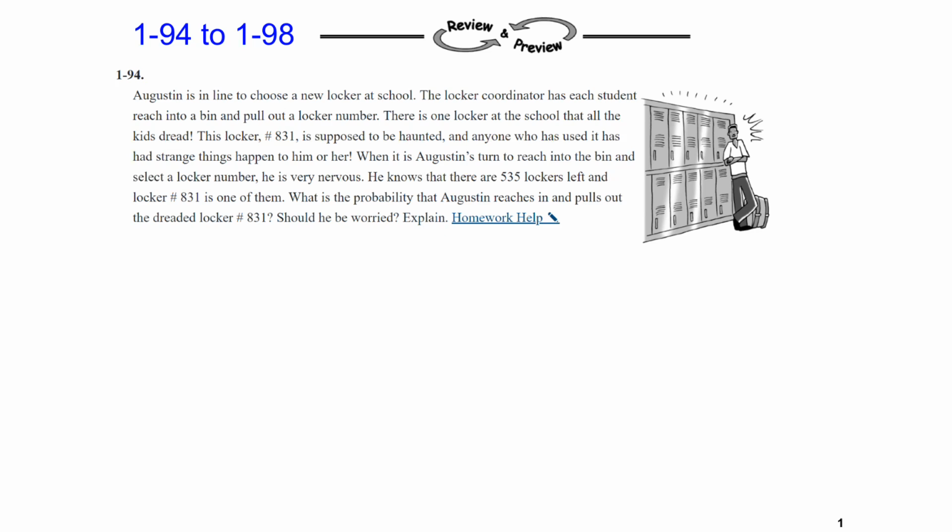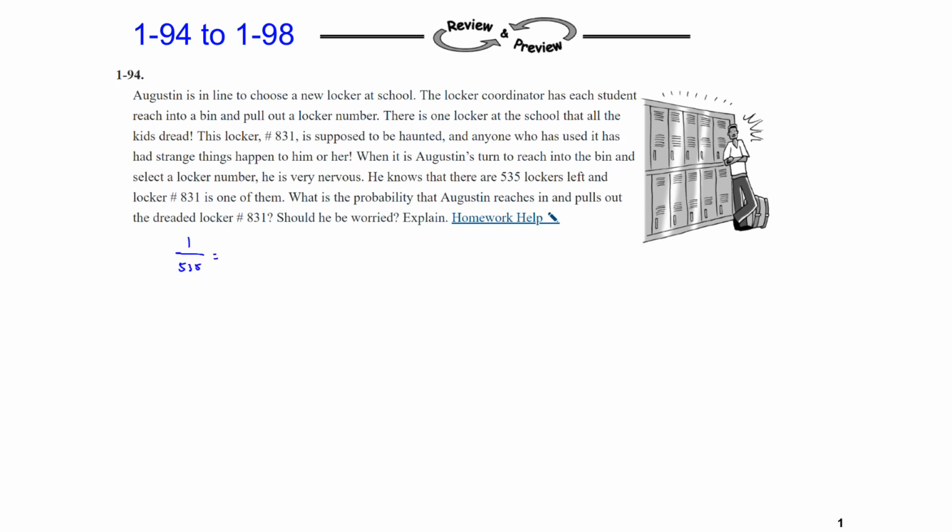Question 94 is a probability question, and you can read through it, but basically Augustine is looking to avoid one locker out of 535 lockers because it is haunted. So what is the probability that Augustine reaches in and pulls out that dreaded locker number 831? Should he be worried? Well, there's only one locker he's worried about out of 535.